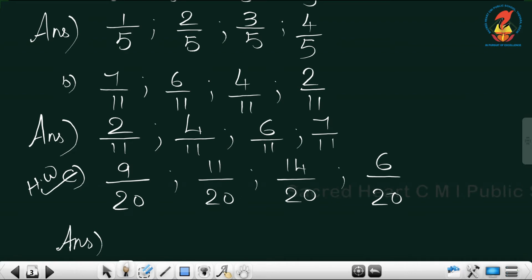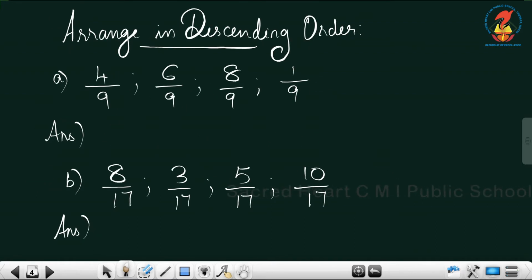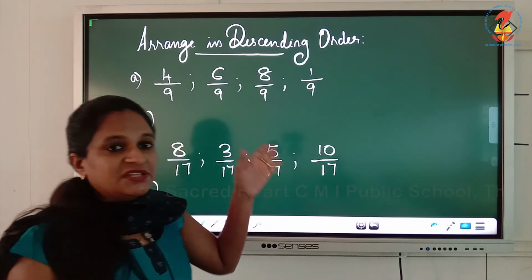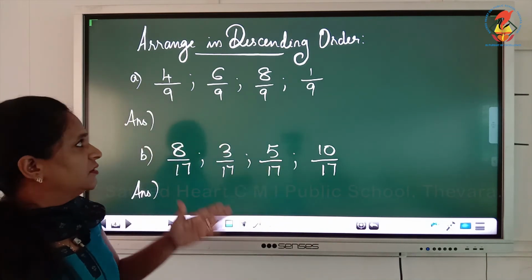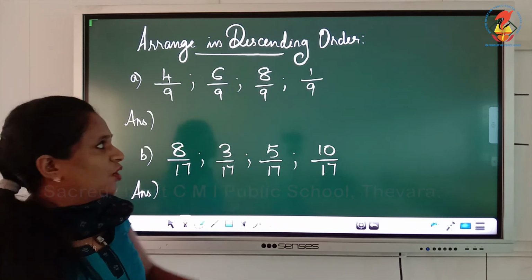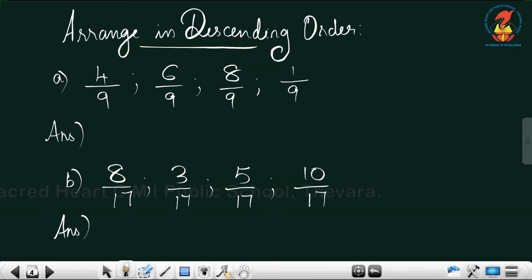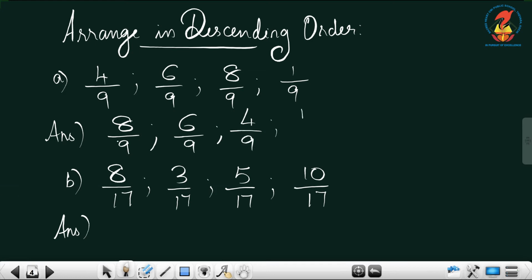Now, let us move on to the next one, arrange in descending order. Descending means you have to write in decreasing order, that is from big to small. Now, let us start writing. Which one is the biggest fraction? Yes, 8 by 9. 8 by 9, then 6 by 9, then the smaller one, 4 by 9, and then comes 1 by 9. It is in decreasing order.